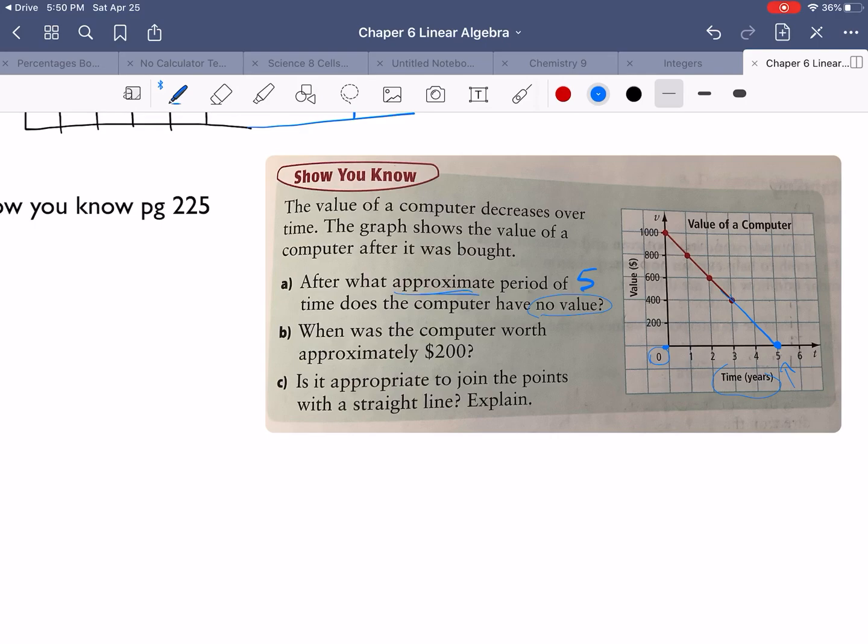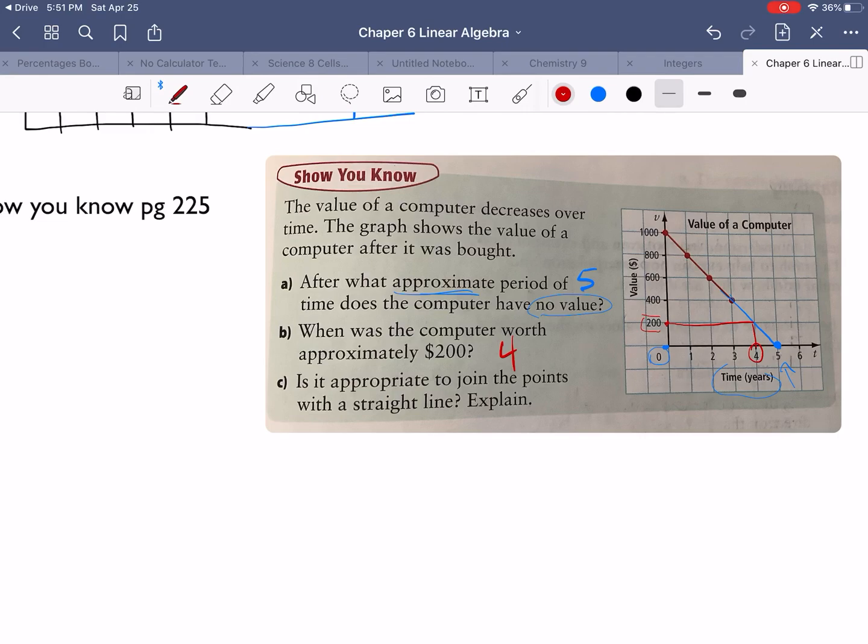When was the computer worth approximately $200? Okay, so this is my time where I go to $200. Here's 200 right here. I need to extend my line all the way, hit the line there, and then I need to come straight down, and oh, there it is. I came down to the 4. So about 4 years, it was worth $200.